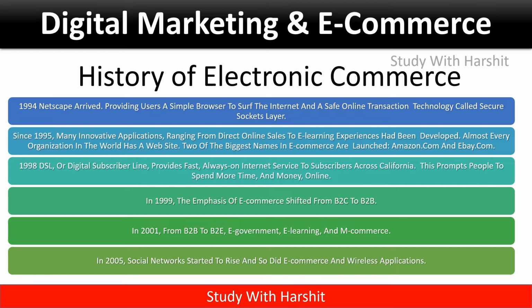In 1998, DSL, or Digital Subscriber Line, provided fast, always-on internet service to subscribers across California. This prompted people to spend more time and money online. In 1999, the emphasis of e-commerce shifted from B2C to B2B. In 2001, it shifted from B2B to B2C, e-government, e-learning, and m-commerce. In 2005, social networks started to rise, and so did e-commerce, along with wireless applications.